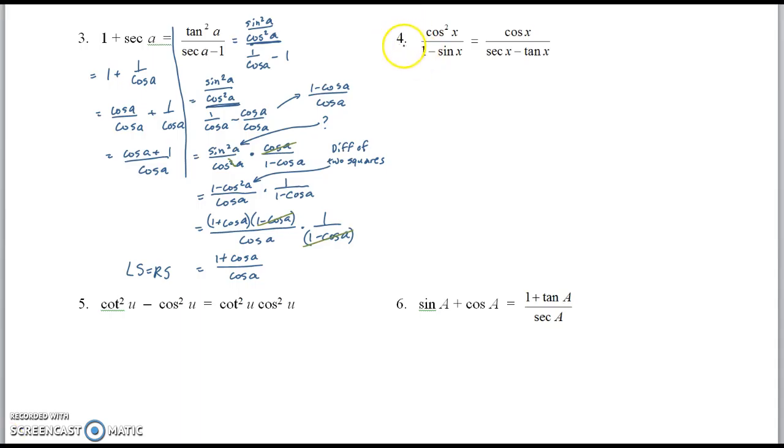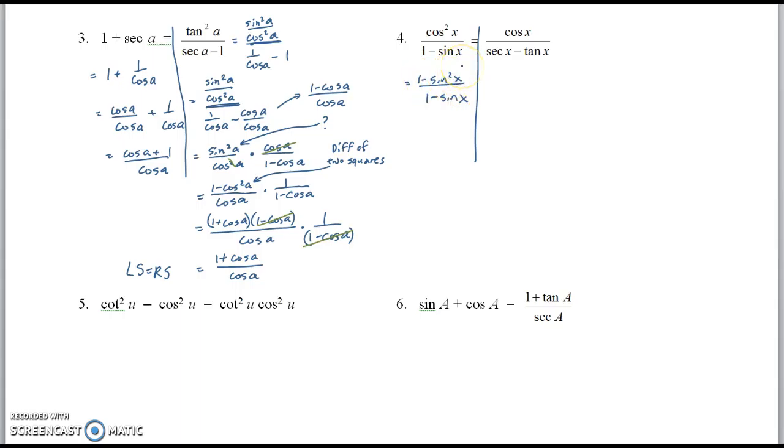All right, so let's take a look at number 4. I think I see something here from the previous question that's going to make this work well. I'm going to rewrite that cos squared x as 1 minus sine squared x. And this should look a little bit familiar. We did something like this. You can't cancel right away.